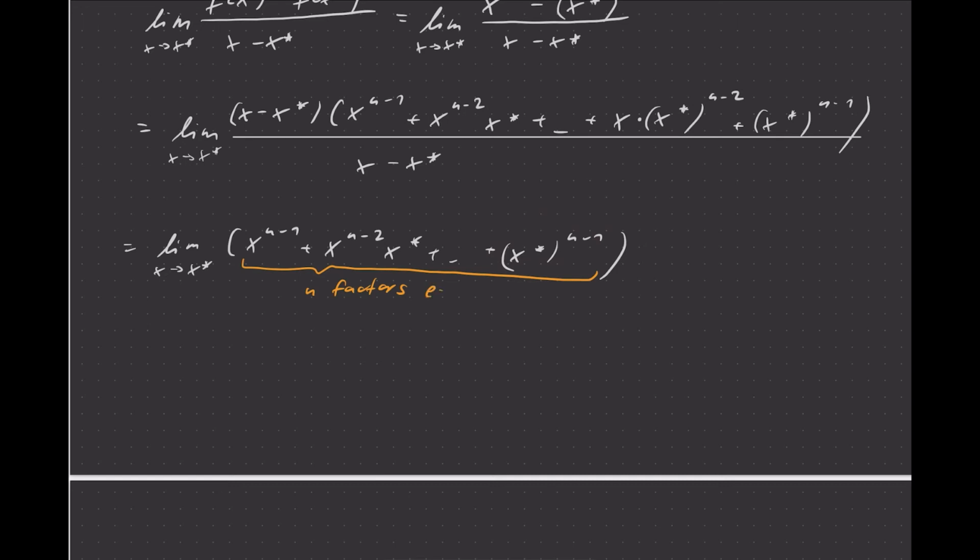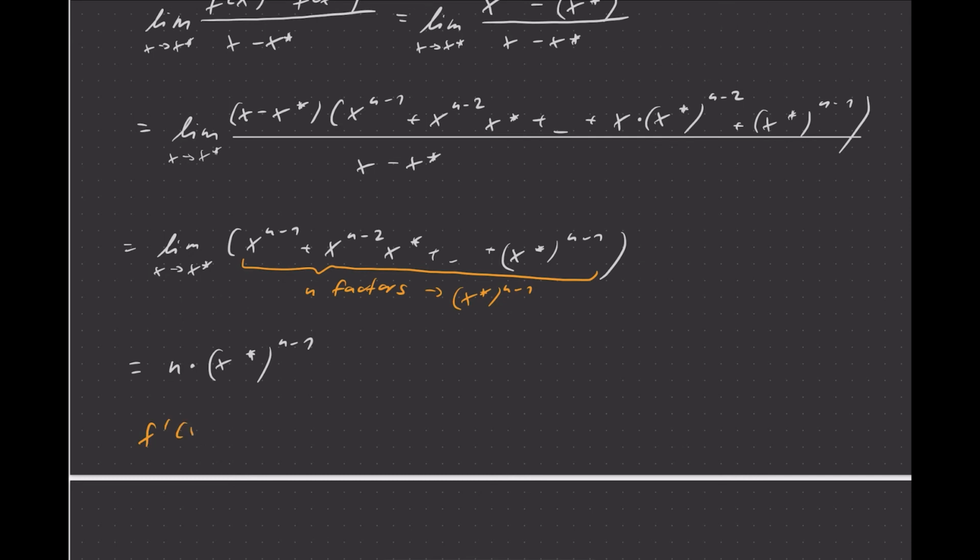So all these factors will be equal to x star to the power of n minus 1 in the limit. And that means this limit is exactly n times x star to the power of n minus 1. And that is the derivative. So this limit does exist, and here we have the value of the derivative.